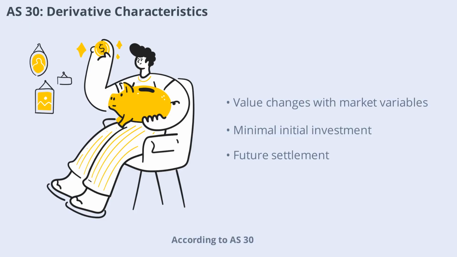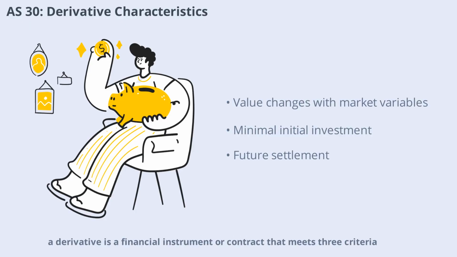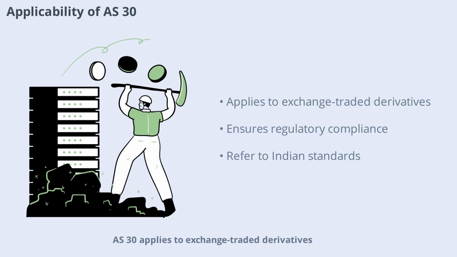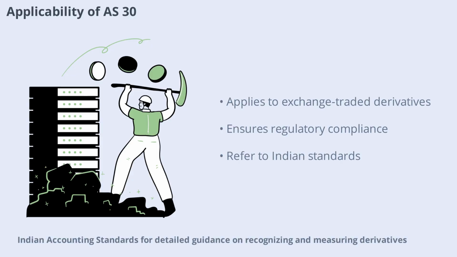According to AS-30, a derivative is a financial instrument or contract that meets three criteria. Its value changes in response to market variables, it requires no or minimal initial investment, and it is settled at a future date. These features distinguish derivatives from other financial instruments and ensure they are accounted for appropriately under AS-30. AS-30 applies to exchange-traded derivatives because these contracts meet the standard's criteria. Participants in the market should refer to AS-30 and similar Indian accounting standards for detailed guidance on recognizing and measuring derivatives. This ensures consistency and compliance with regulatory expectations.